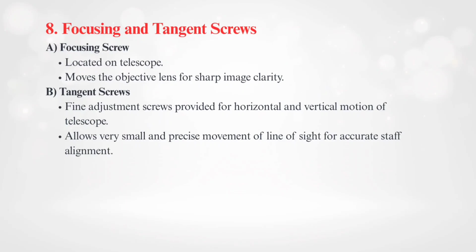Now the next component part is the focusing and the tangent screws. On the telescope, we have the focusing screws, which bring the staff image into clear focus, and there are also tangent screws provided for both horizontal and vertical movements of the telescope, and these screws allow very fine and precise adjustment so that we can align the line of sight exactly on the required staff point.